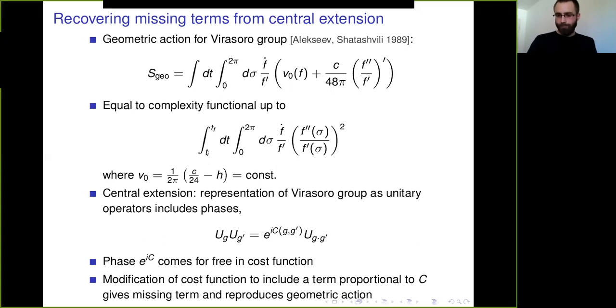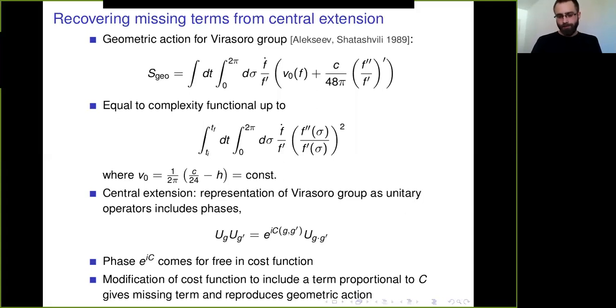If one represents group elements of the Virasoro group as unitary operators on a Hilbert space, then this representation naturally includes a certain phase, in the sense that multiplying two representations of different group elements together gives you a representation of the multiplication of these two group elements times some phase e to the ic. And in the cost function that we had defined previously as an expectation value of psi times the infinitesimal gate q, this phase comes for free. It doesn't introduce any cost.